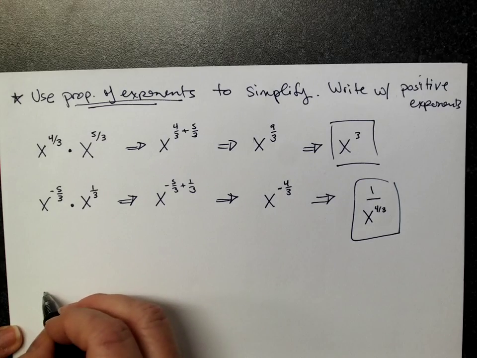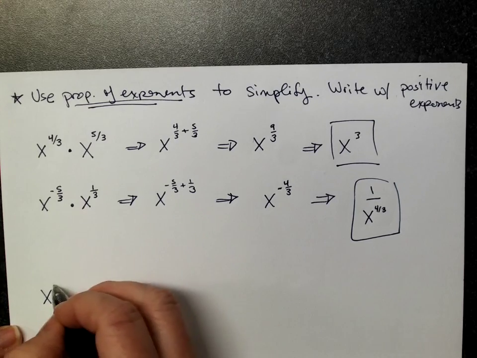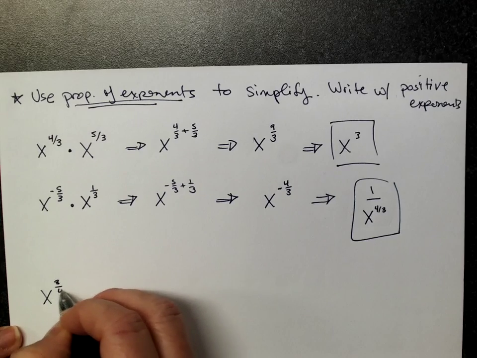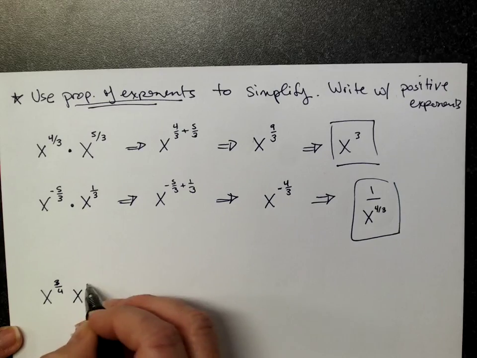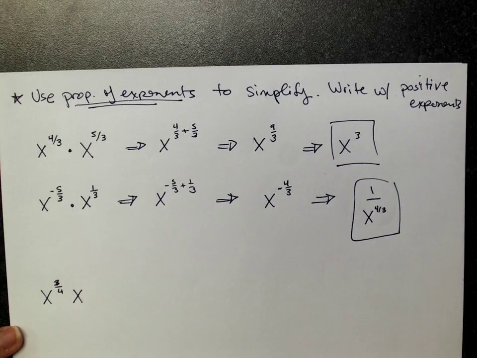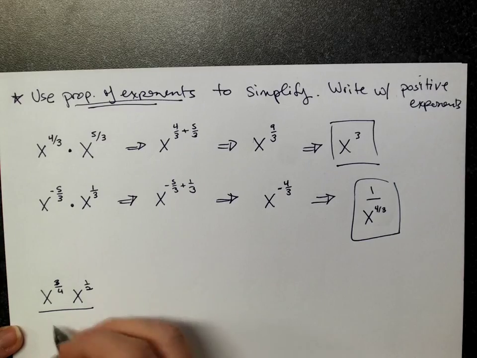Now, you may have some simplification to do first, and you may not have common denominators. x to the 3/4, times x to the negative 1/2, over x to the 4/3.